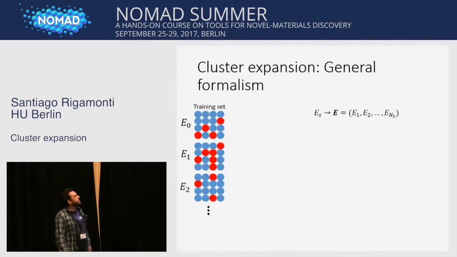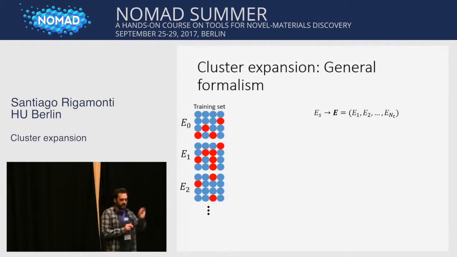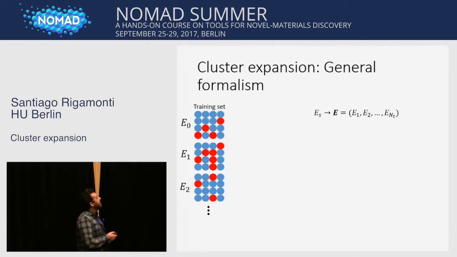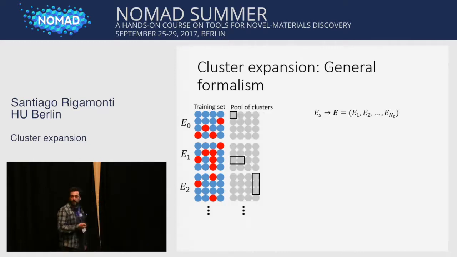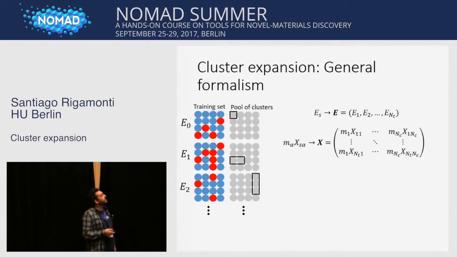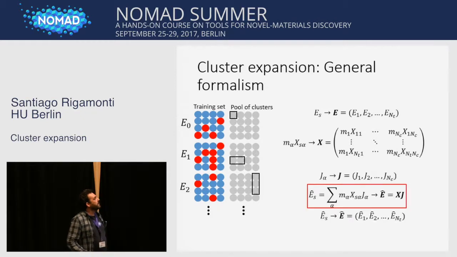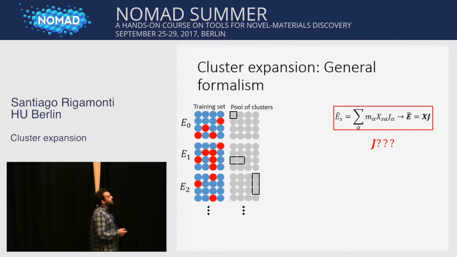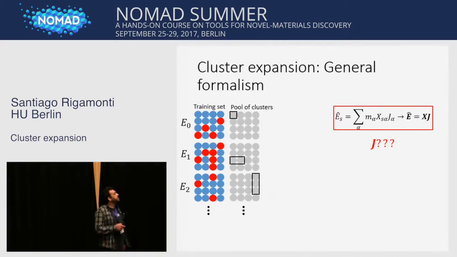Now, what we do also for the structures, we do not build the structures just as site one and two and so on, but we just have a training set that can be arbitrary structures. And with this training set, we build a vector of energies. Then we have a pool of clusters that can be many. And then we build this matrix, the correlation matrix, where every column is a cluster and every row is a sample of the training set. Then we write as before, but we must find what are the cluster interactions. So how do we do that?